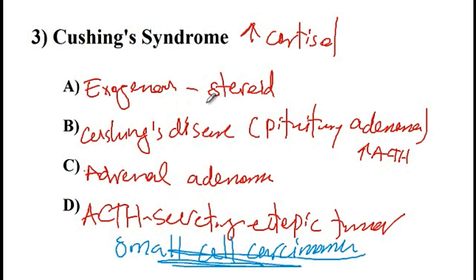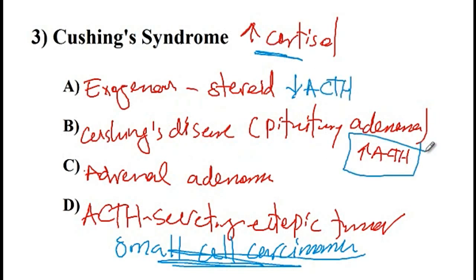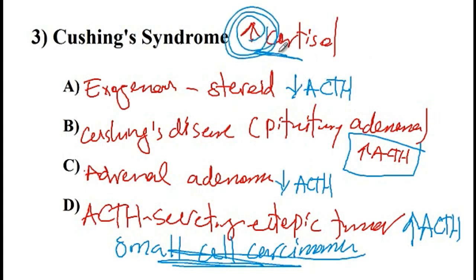Now, with the exogenous administration of the cortisol, there is increased level of cortisol, which provides a negative feedback to the pituitary gland. So these patients will have low levels of ACTH. With the Cushing disease, there is increased level of ACTH. With ACTH secreting ectopic tumor, also there is an increased level of ACTH. In patients with adrenal adenoma, there is increased level of cortisol production, which will again act on the pituitary gland and decrease the level of ACTH. So with all of these conditions, there is increased cortisol, but some of them are associated with decreased ACTH, while some are associated with increased level of ACTH.